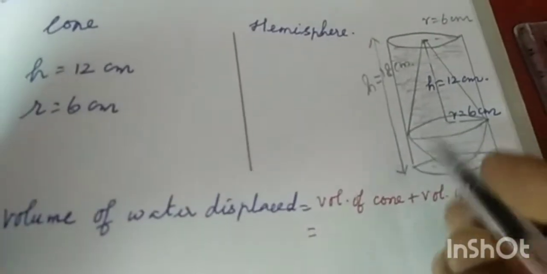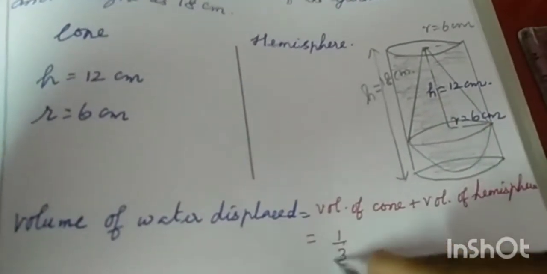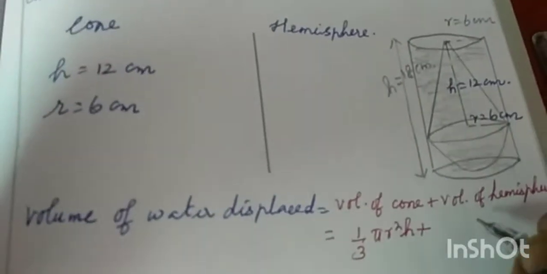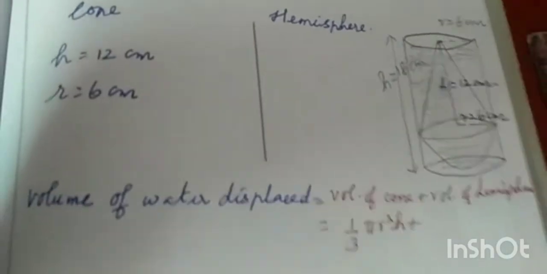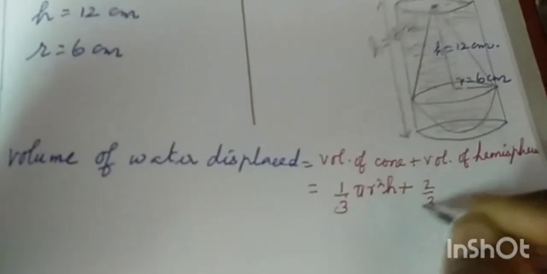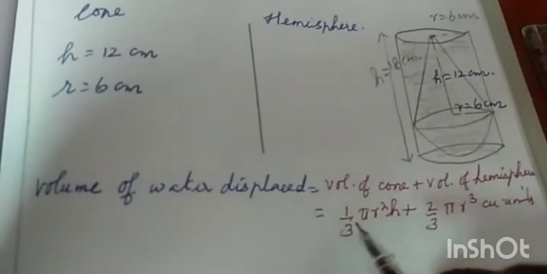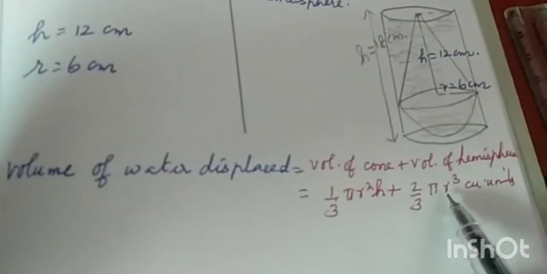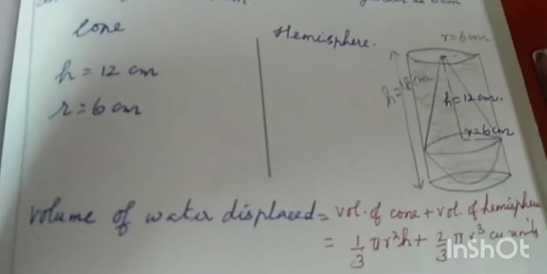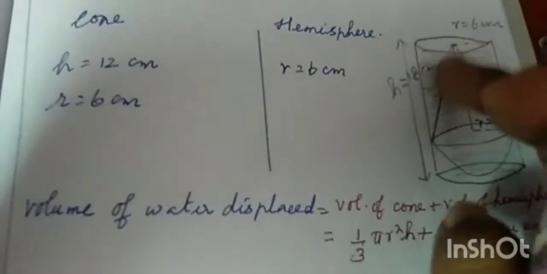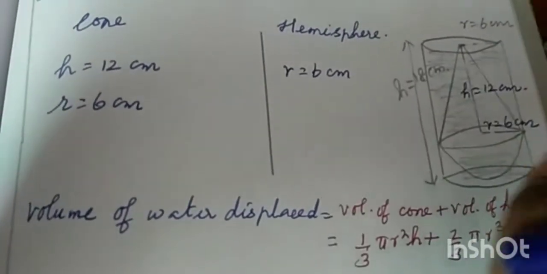Okay, children. What is the volume of the cone formula? 1 by 3 pi r squared h. Plus volume of hemisphere formula, 2 by 3 pi r cube. Cubic units. So for cone I need radius and height. Radius and height is there. For hemisphere I need radius alone. So for hemisphere and the cone the same radius will be there. So r is equal to 6 centimeter. Now we are not going to use cylinder measurement and all, so you can leave it as such.